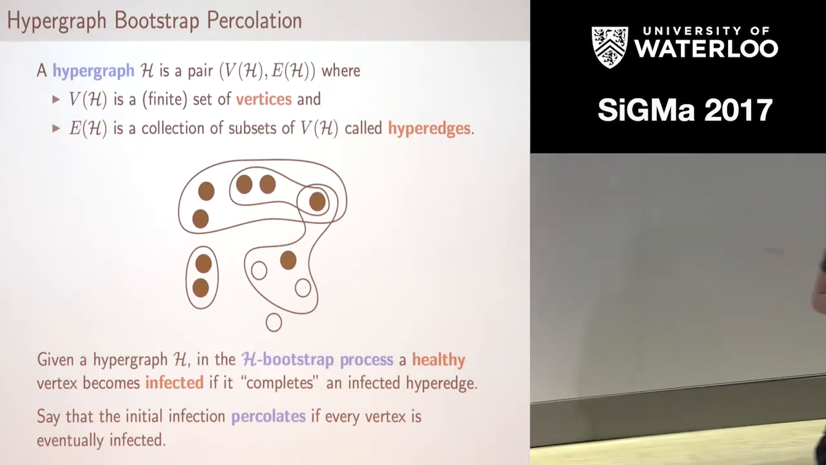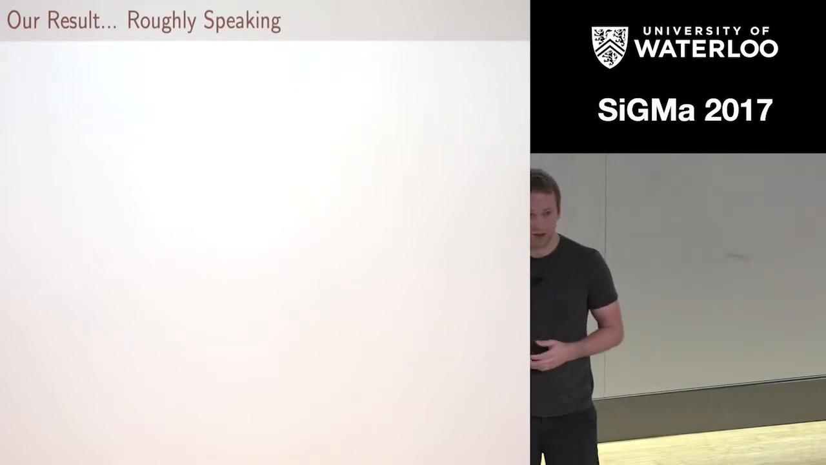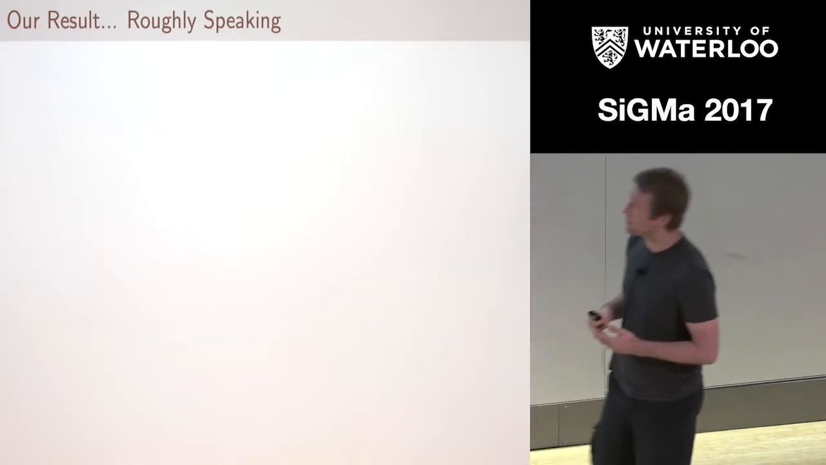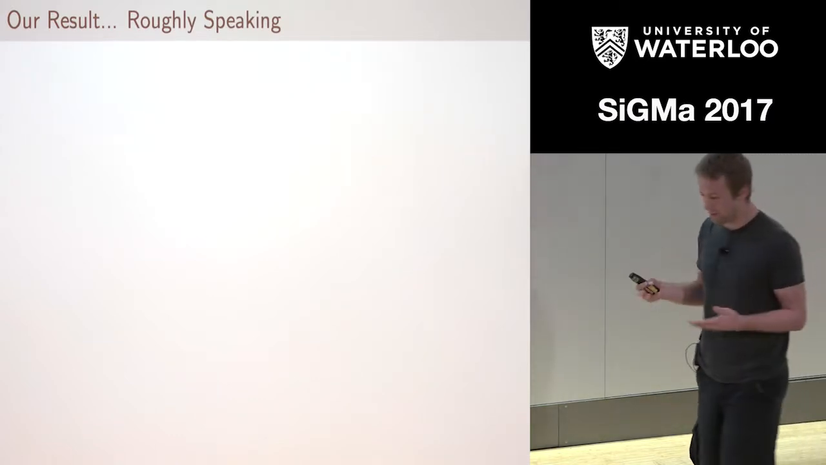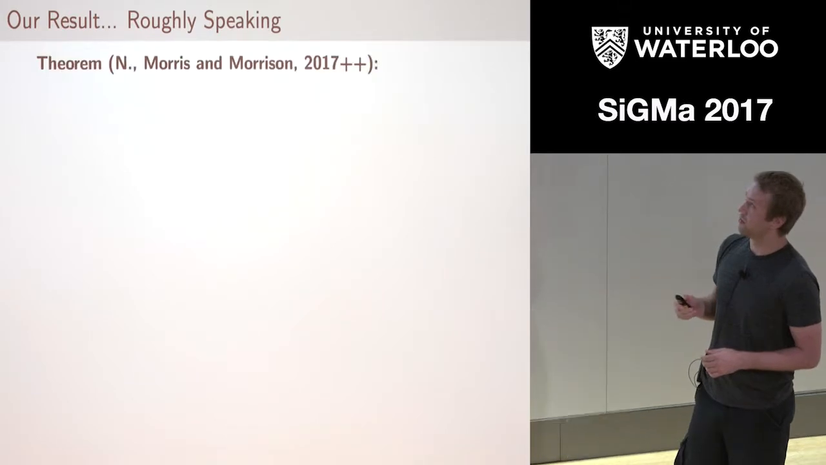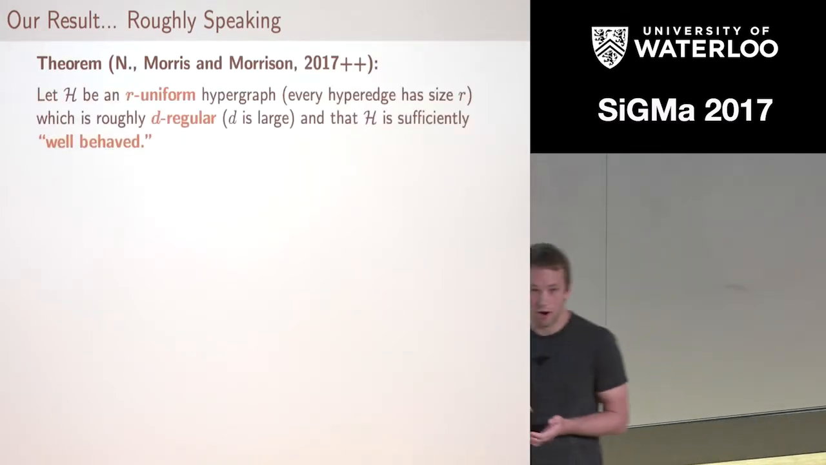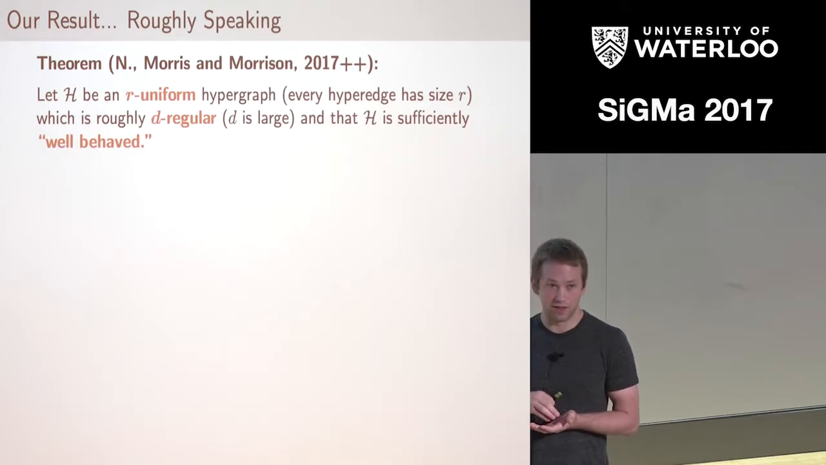Let me try to describe our main result. It gets a bit technical. It's going to be a rough statement of the result, and I'll try to fill in the gaps wherever they are. So here's the setup. H is going to be an r-uniform hypergraph, meaning that every hyperedge has size r.